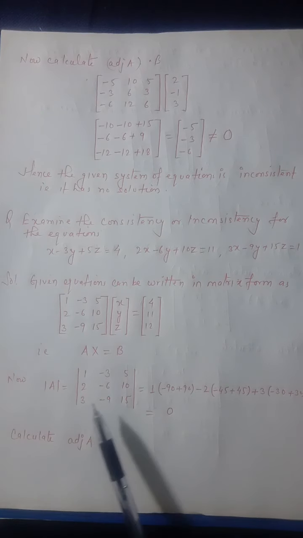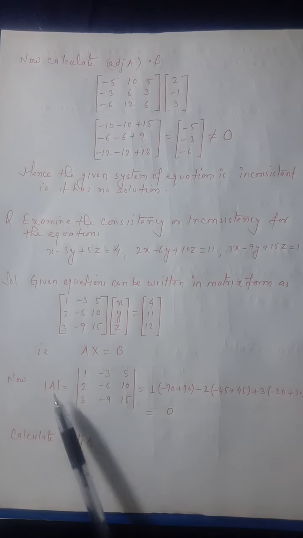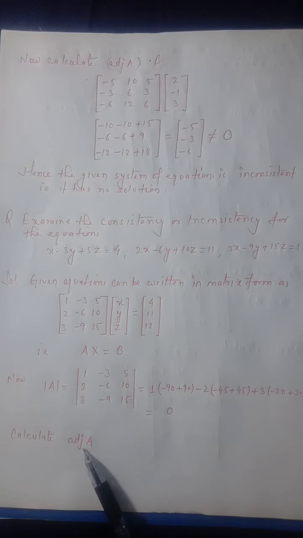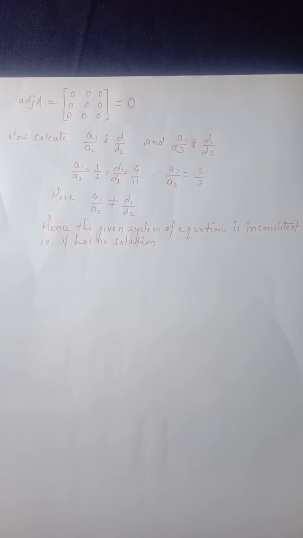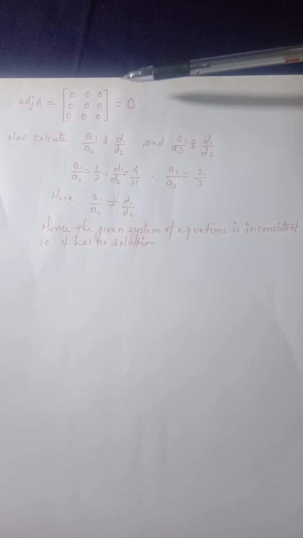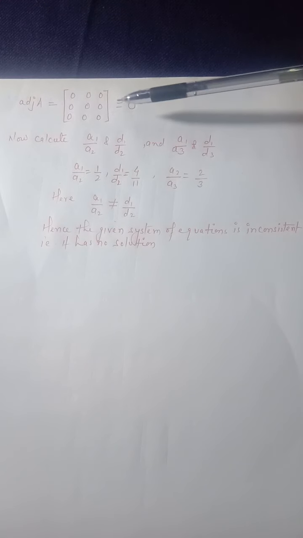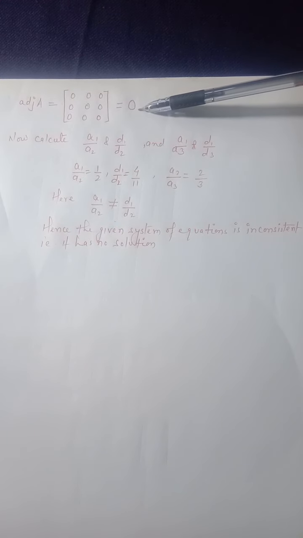Find out the determinant of A. In this case, the determinant of A will be 0. So next step says find out adjoint of A. Now the interesting thing is that when you calculate adjoint of A, you will get that all the elements are 0 and adjoint of A is a null matrix, whereas in the previous case it was not a null matrix.